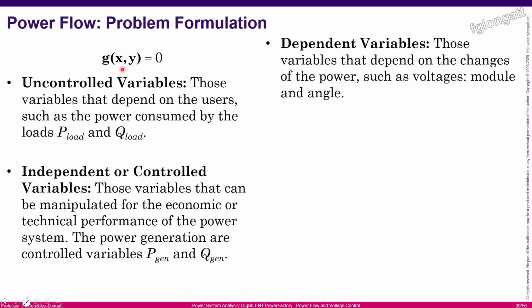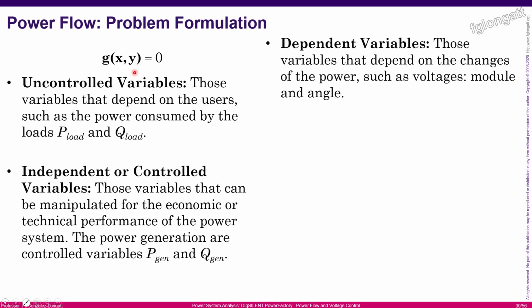However, we must understand that x and y represent sets of variables inside the power system, and we can classify for the power flow analysis the variables in three main groups. The uncontrolled variables, for instance, the active and reactive power, because that is a consumption coming from the desires of the customers. But then we have independent and controlled variables. In that case, it could be the generation provided by those synchronous generators connected to the grid.